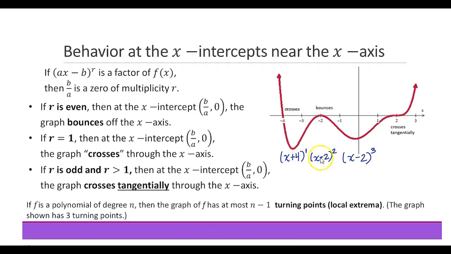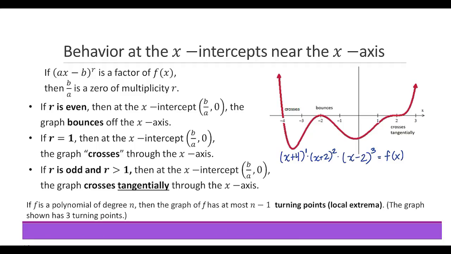So this is a possibility, multiplying these together, right? These would be factors, so they'd have to be multiplied. This is a possibility for this function. So this function might be quantity x plus 4, quantity x plus 2 squared, and quantity x minus 2 cubed.